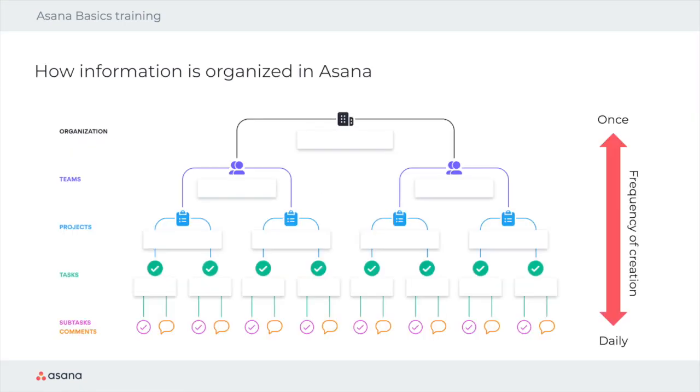All right, so before we dive in, let's take a look at how information is organized in Asana. At the top, you have your organization, which connects all the employees at your company using Asana in a single space based on your company's email domain. Within the organization, you and your colleagues can split into teams to collaborate on projects and tasks. And projects are going to be the bodies of work that live within a team. Those are then composed of tasks, subtasks, and comments.